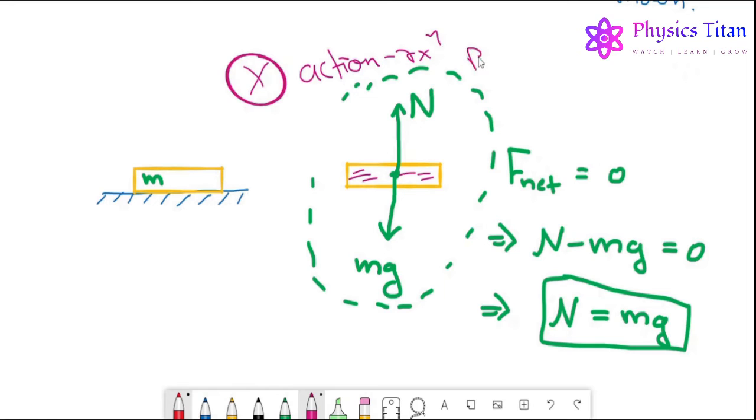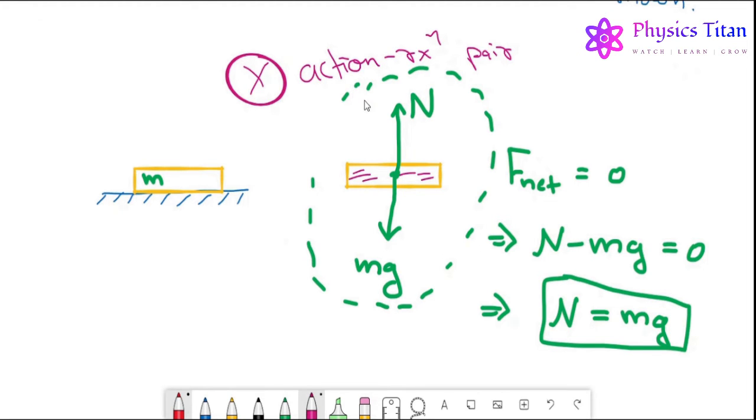action-reaction pair. Why? Because we have just studied that an action-reaction pair occurs on two different bodies, not on a single body. Here it is a single body. Although they satisfy the other two conditions, that they are equal in magnitude and opposite in direction, they are not action-reaction pairs. Okay, this is something to be noted over here.